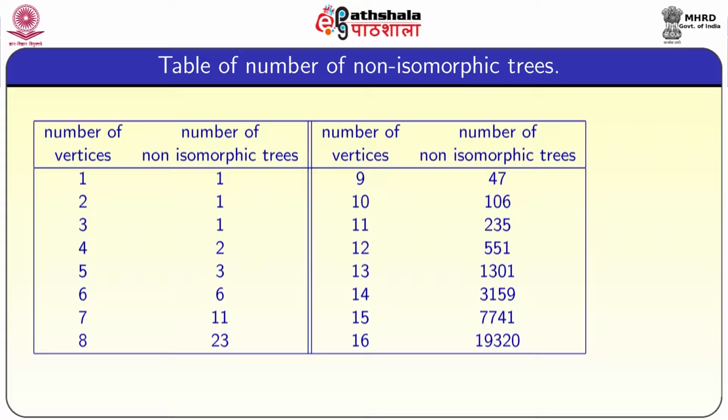The table of the number of non-isomorphic trees: if the number of vertices is 1, then the number of non-isomorphic trees is only 1. With 2 vertices also there is only 1 tree. With 3 vertices also we have only 1 non-isomorphic tree. With 4 vertices we have 2 trees. Like that, with 9 vertices we have 47, and with 16 vertices we have 19,360 non-isomorphic trees.